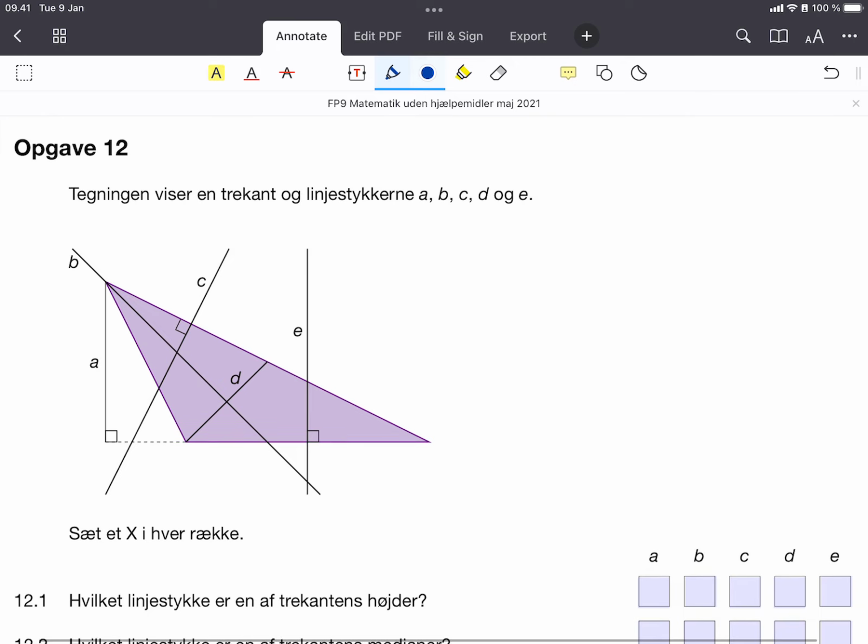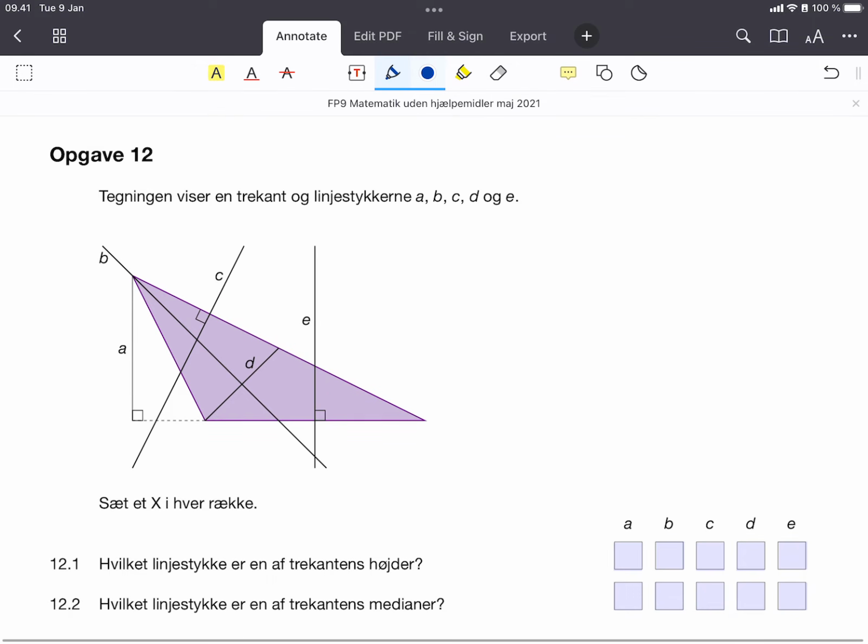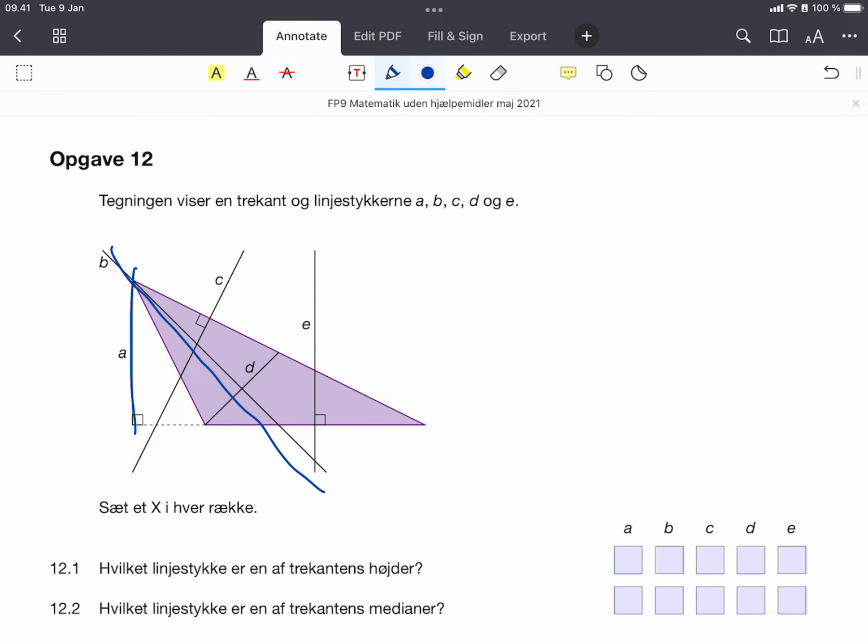Okay, question or exercise 12. The drawing shows a triangle and then lines A, B, C, D, and E. So each of these lines A, B, C, D, E is labelled. So those letters refer to lines. Put one X in each row. Which line is one of the triangle's heights? So, the height of the triangle.